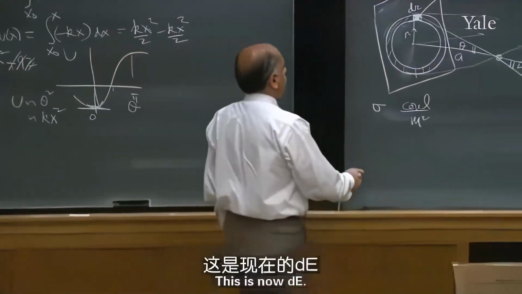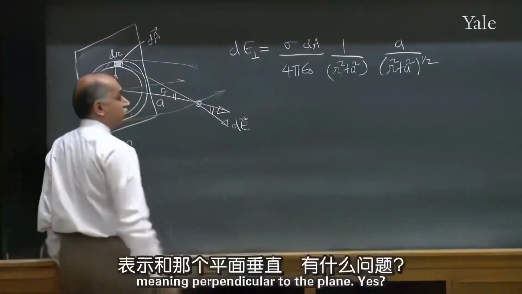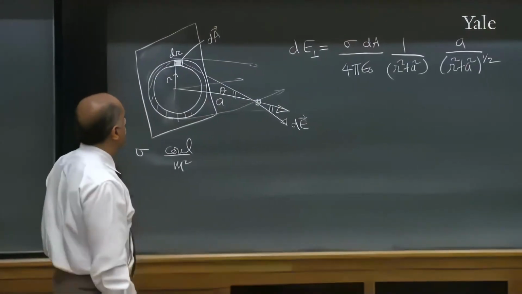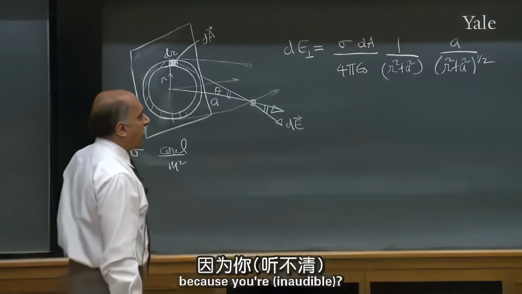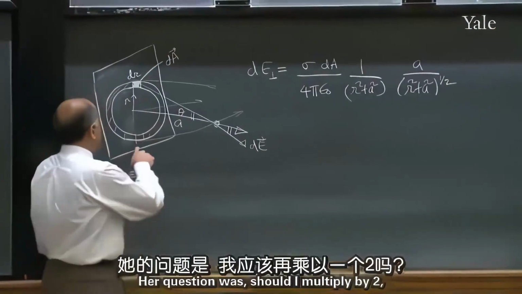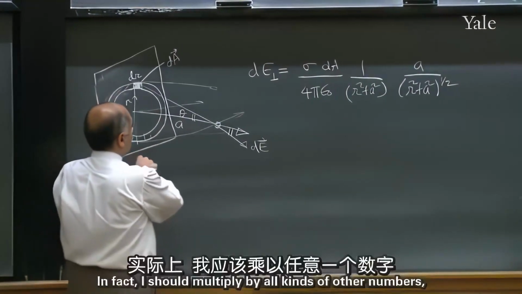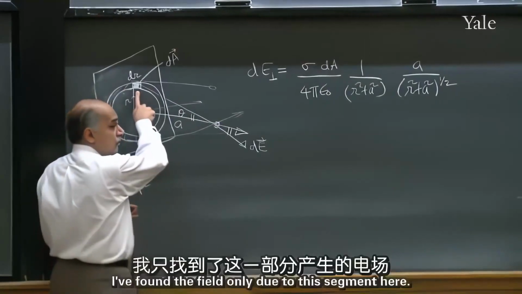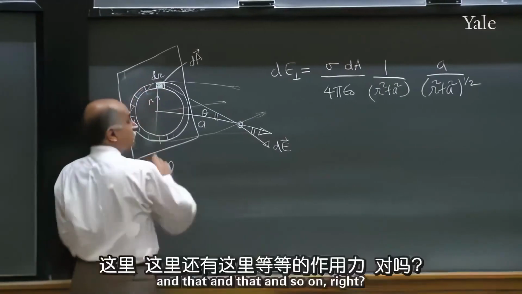This is now dE. If you want, you can put this following symbol, dE perp, meaning perpendicular to the plane. Yep? You need to multiply by 2 again, since you're making the symmetry argument. Let's be careful. Her question was, should I multiply by 2 because of this guy here, right? In fact, I should multiply by all kinds of other numbers, because so far I found the field only due to this segment here. I got to add the field due to that and that and that and that and so on, right?